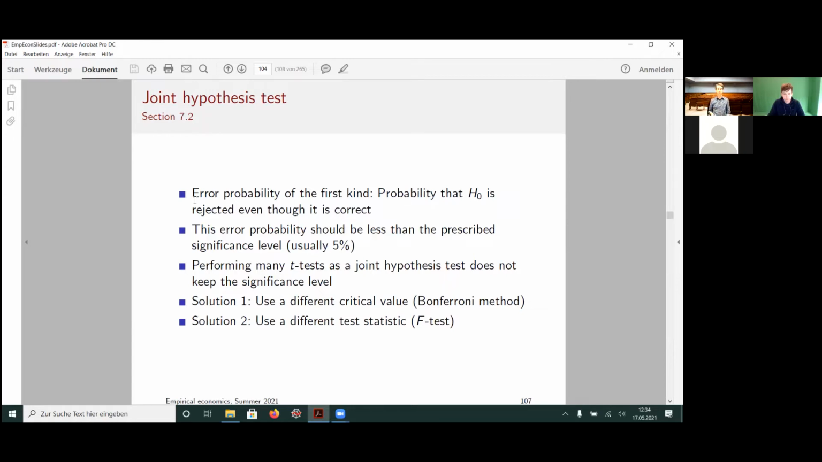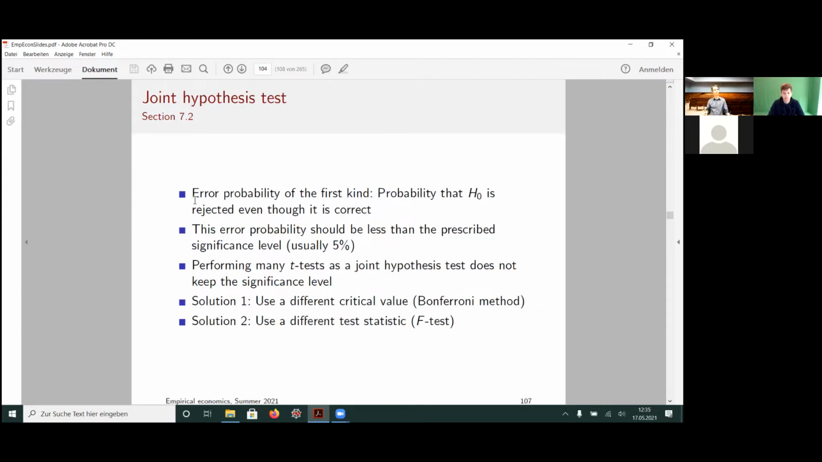But if we perform two t-tests, then the probability that we reject the null hypothesis, even though it's true, is larger than 5%. Why is that? Well, the probability that the first t-test rejects the null hypothesis is 5%. And then the second could also, on top of that, reject the null hypothesis. So overall, the probability that the joint null hypothesis is rejected is larger than 5%. But we proceed in a way that we think it's only 5%, which means that if the null hypothesis is then rejected, we think that's a very unlikely event if the null hypothesis is true, and therefore it's probably wrong.